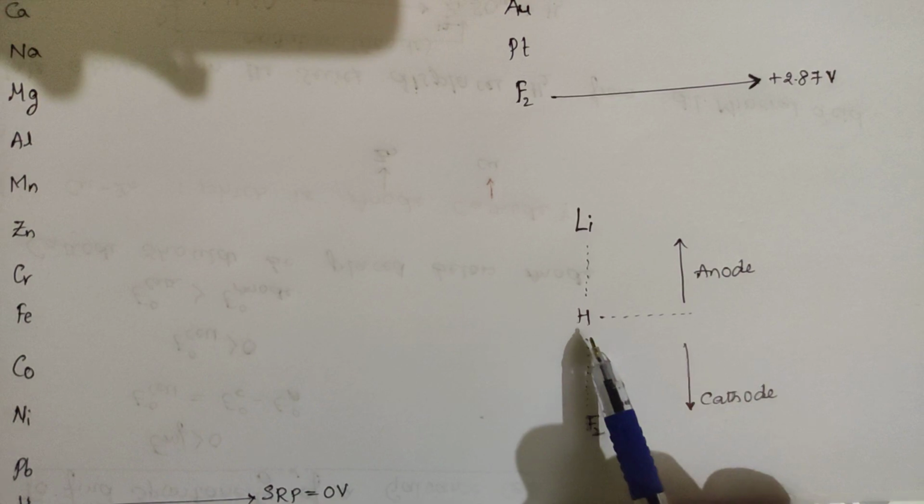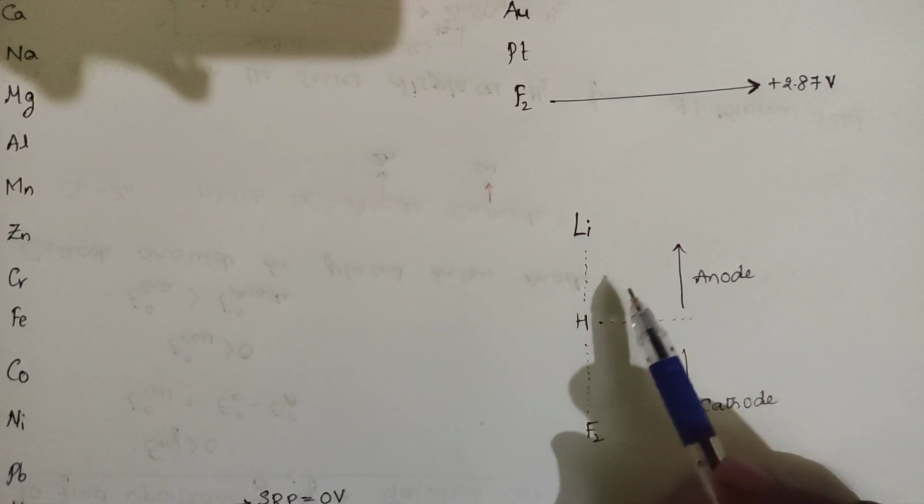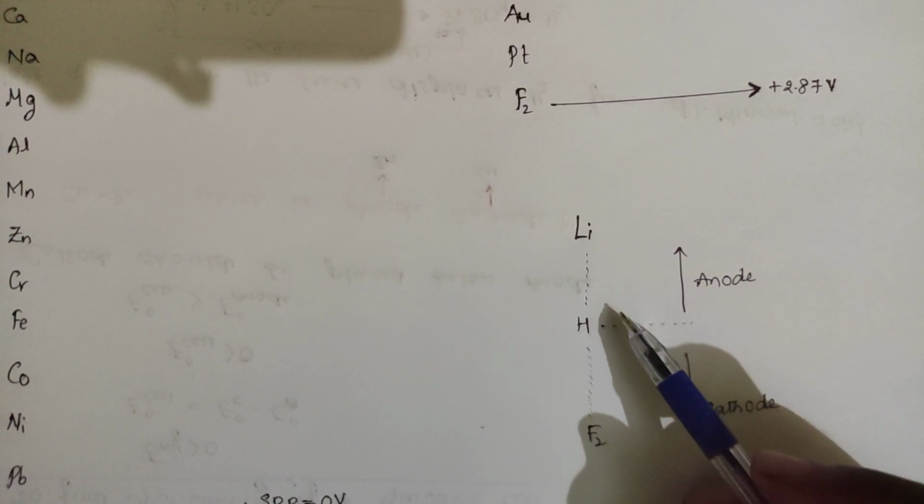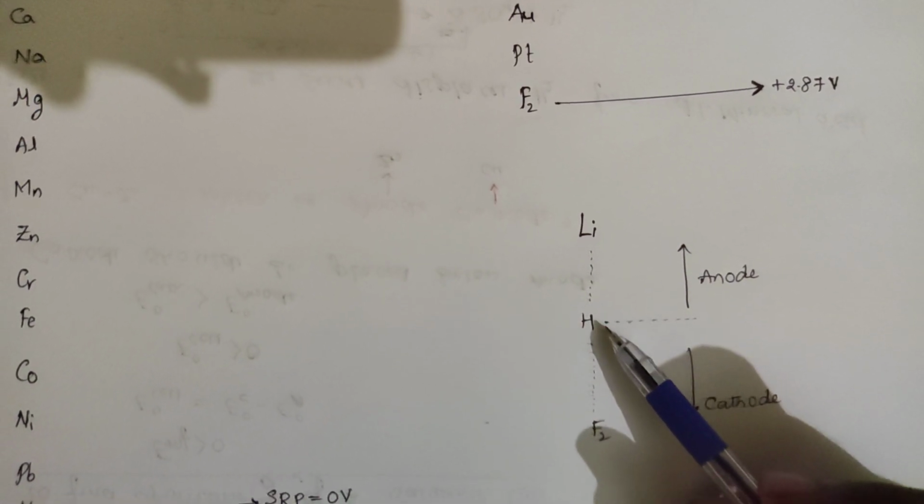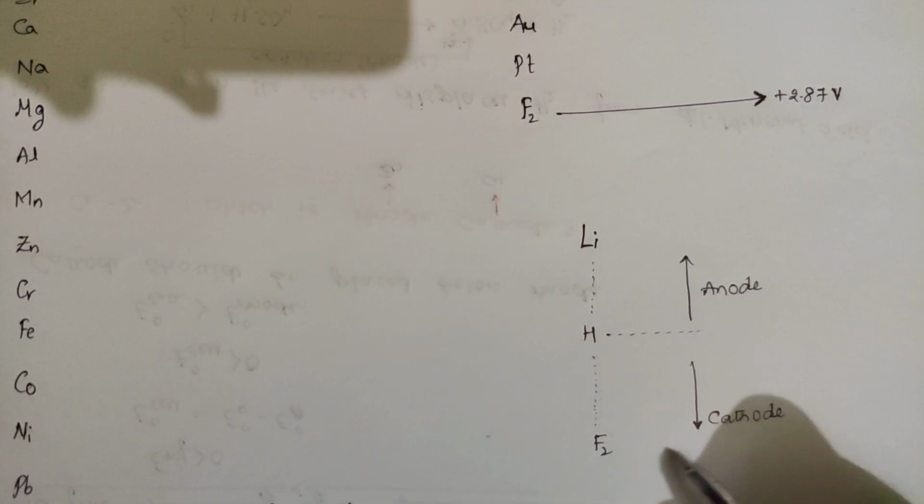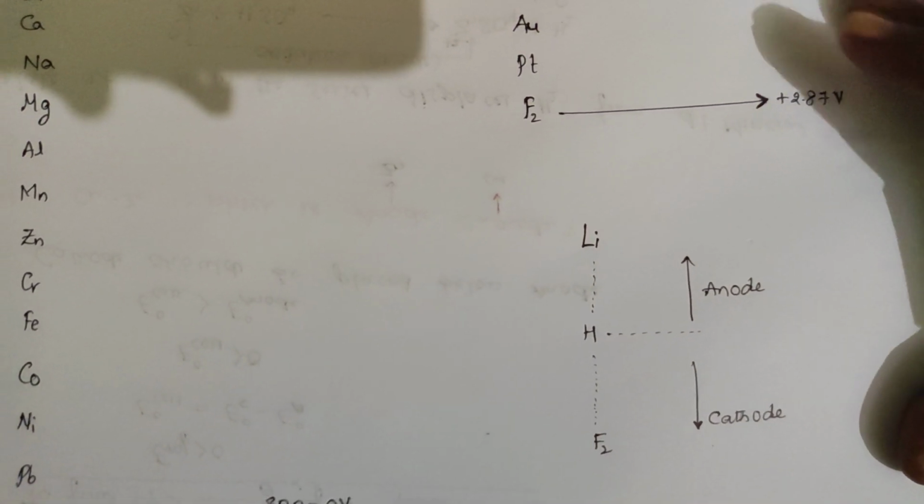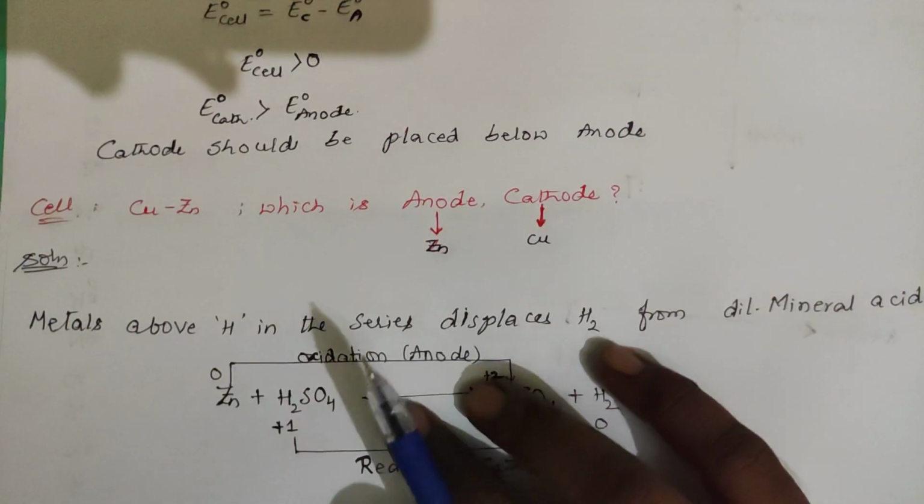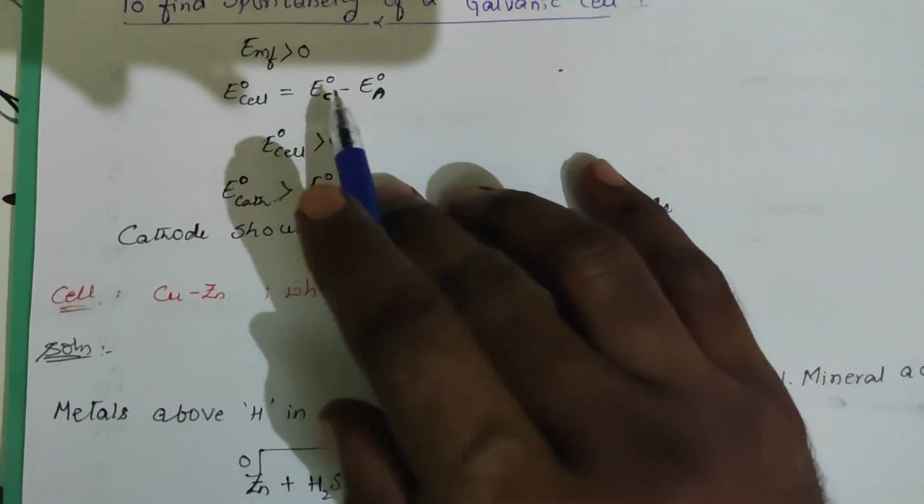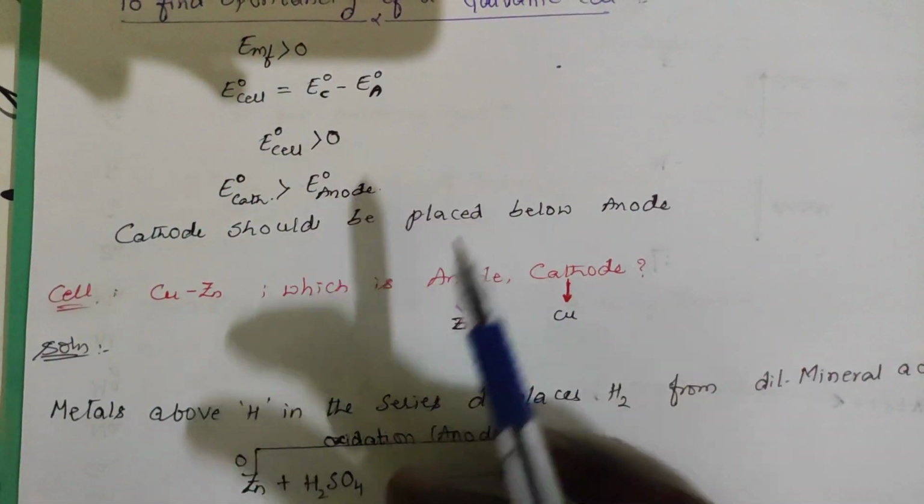When you compare lithium with hydrogen, the upper one will behave as anode, hydrogen will behave as cathode. If you compare hydrogen with the elements below, the below one will behave as cathode, and hydrogen will behave as anode. This is also used to find out the spontaneity. To find out the spontaneity, I already mentioned EMF should be greater than 0 so that delta G will be negative.